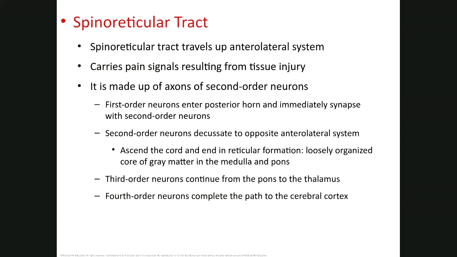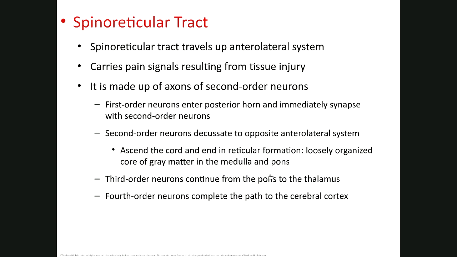Again, pain, temperature, sensation, vibration sense. There's another one called the spinoreticular. This carries pain signals coming from tissue injury. First order comes in, just like the spinothalamic, and it immediately crosses over. Some don't cross over right away. It may climb up to the thalamus and then cross over. But this one crosses over right away.